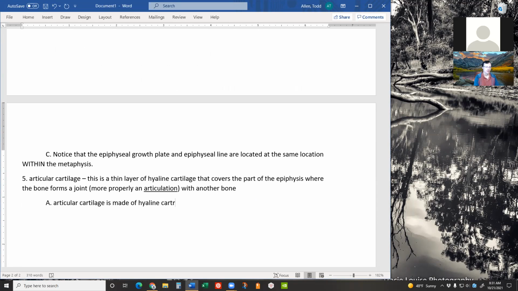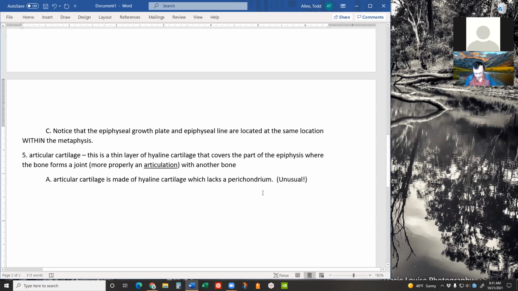So articular cartilage is made of hyaline cartilage, which lacks a perichondrium. Okay, this is unusual. All right. Also, you appreciate that just like all cartilages, articular cartilage lacks blood vessels. And so if you were to damage the articular cartilage at a joint, it's going to be really hard to repair that. It's going to take a long time for that injury to heal itself. Okay.